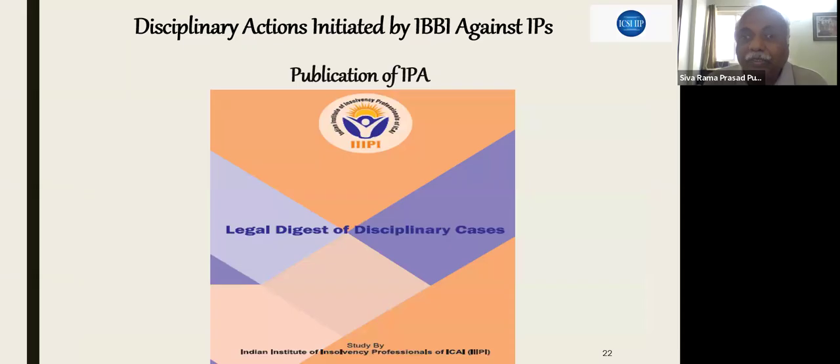IBC, IPA also, particularly the Indian Institute of Insolvency Professionals of ICAI, they have also published one book, Legal Digest of a Disciplinary Case. Here, the IP name is available, IP number is available, IP address is also available, all are available. It is a public notice, it is not a confidential one. The name of the case, the name of the IP, they are disclosing. Once that is reflected, then it will be a problem for us. This is a publication.